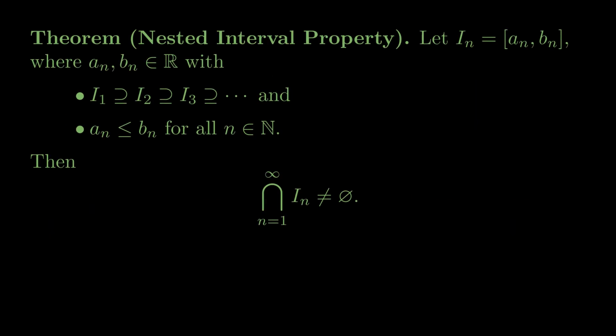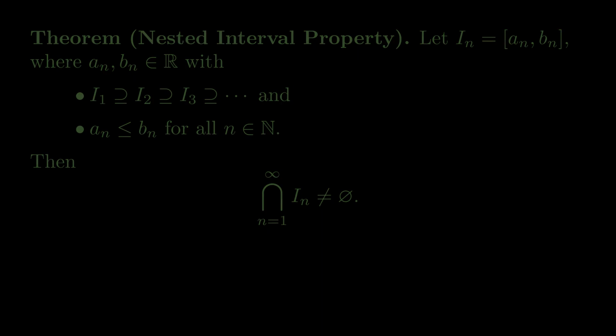Let's recall the nested interval property that we explored in episode 4 as one of the implications of the axiom of completeness. We took a sequence of nested closed intervals, meaning each interval was contained in the prior interval, and we said that their infinite intersection is non-empty. The same result holds if we loosen the requirement on these sets from being closed intervals just to being any compact set.